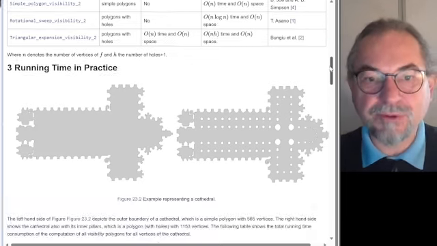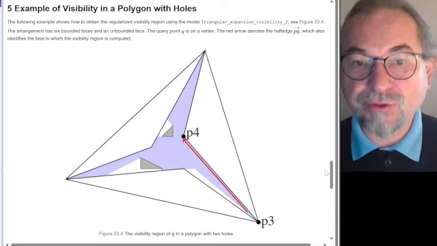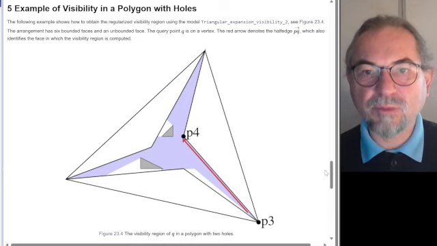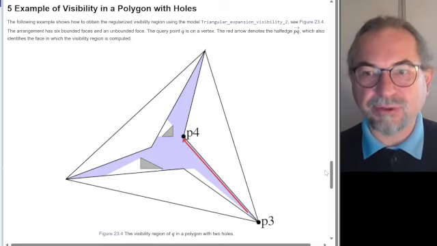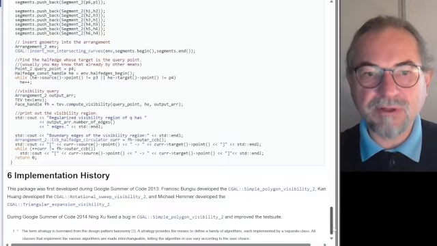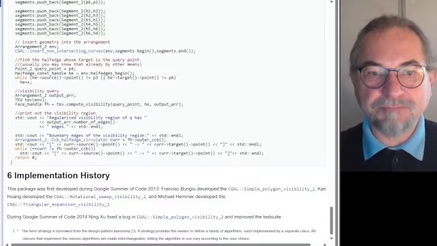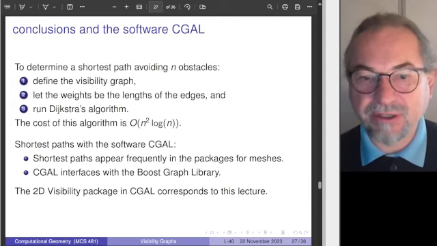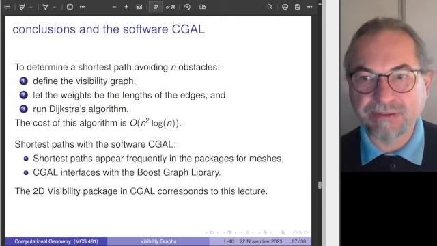So this can still be solved extremely quickly. And there is always code attached to this as well. So we have polygons that may have holes in them, which is another topic. Okay, this concludes the lecture on visibility graphs.